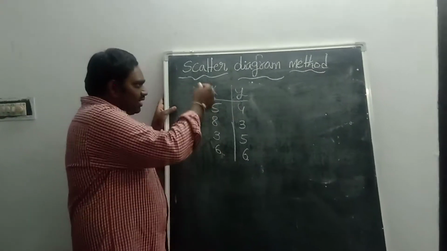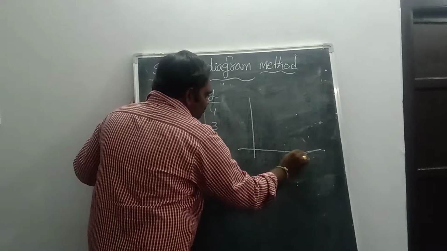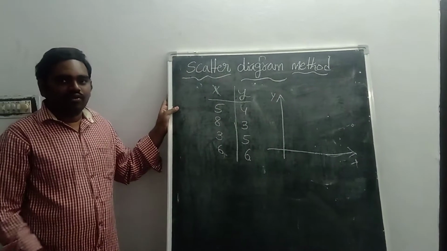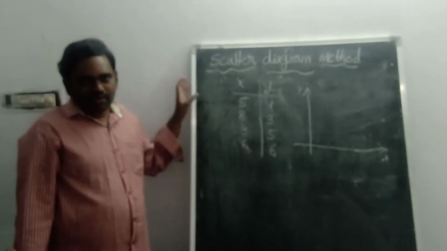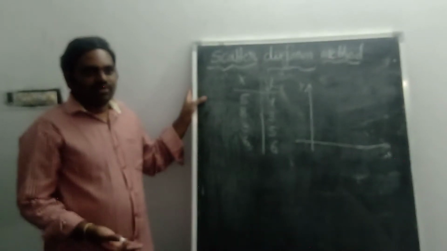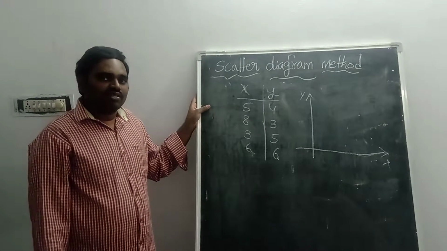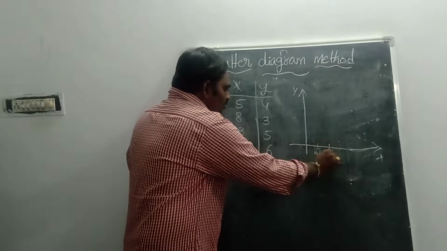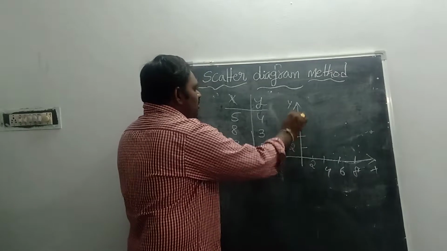In mathematics or statistics, a diagram generally means a graph. This is the x-axis and y-axis. For example purposes, I took only 4 observations, but generally we take 10 or 15 observations for x and y, depending on the problem. Suppose I take your section, which has 30 or 40 members, then x is 30 members and y is also 30 members. That depends on the data. Here I took only 4 observations. Suppose the x-axis values are 2, 4, 6, 8, and the y-axis scale is also 2, 4, 6, 8.